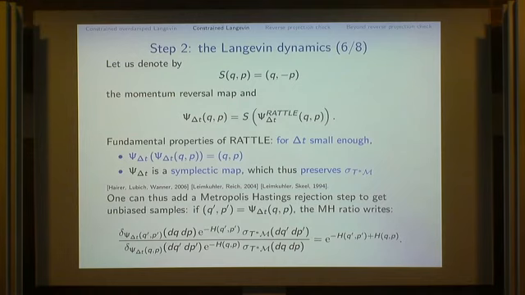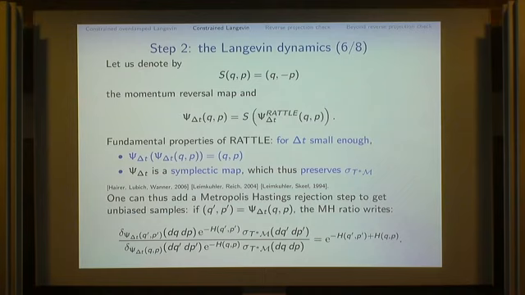Why? Because now what I will consider as an elementary proposal is the following. I do an Ornstein-Uhlenbeck, so I move the velocities a little bit. I go for some time with psi delta t rattle. I reverse momenta, and now I will do an accept-reject for this proposal, which is, from a position and velocity, apply psi delta t rattle and reverse momenta.